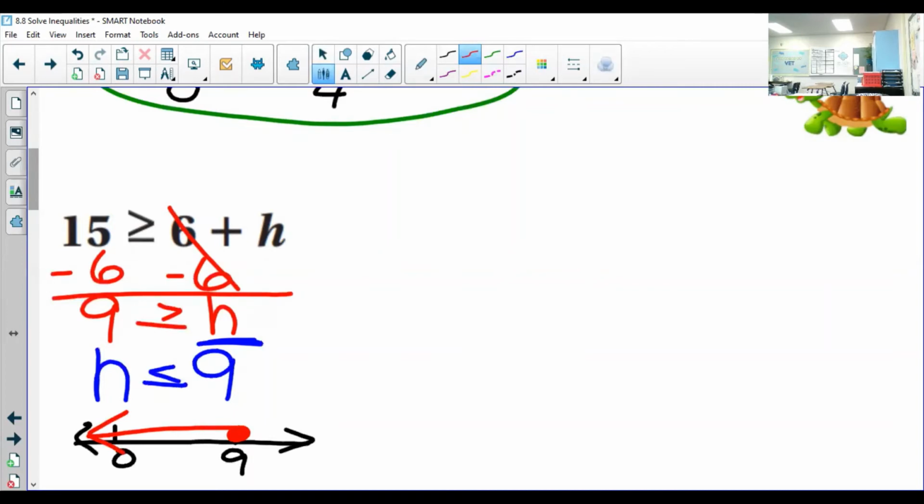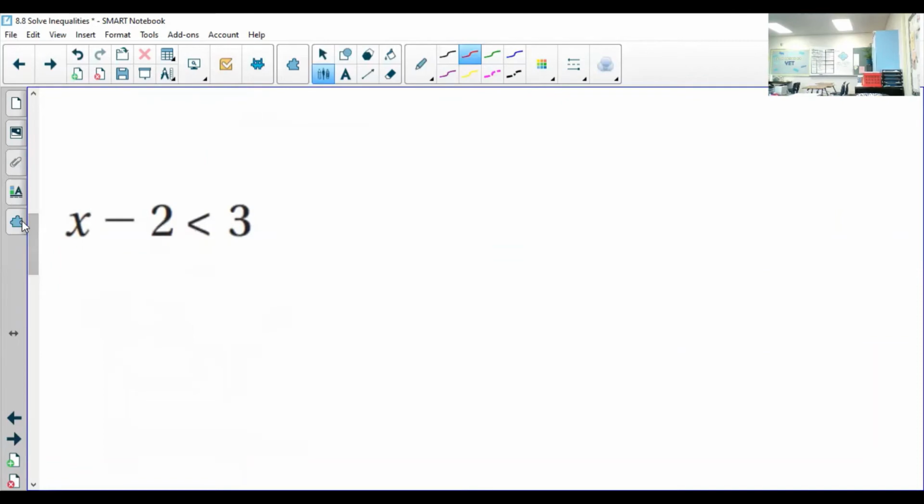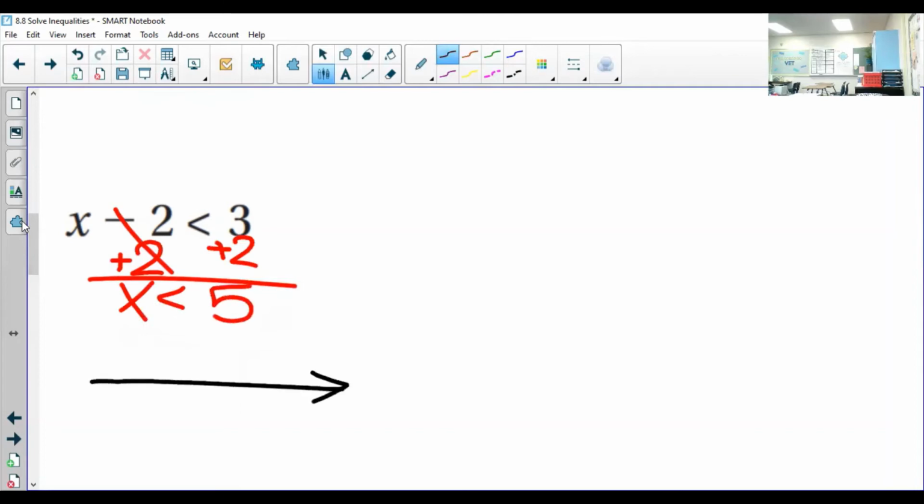Let's do a few more because I hope I did not make that too confusing. Okay, here's another one. X minus 2 is less than 3. So add 2 to both sides. X is less than 5. You got it. So my number line: 0, and 5. Just a plain less than is going to be an open circle to the left because we want everything less than 5.